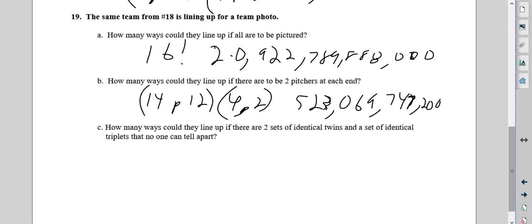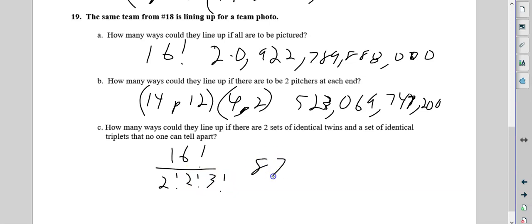And last but not least, how many ways could they line up if there are 2 sets of identical twins and a set of identical triplets that no one can tell apart? Well, again, there's 16 players. There's 2 sets of identical twins and 1 set of triplets. And that leads to 871 billion 782,912,000.